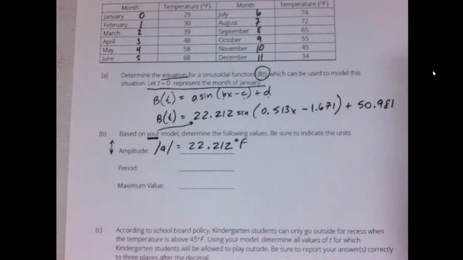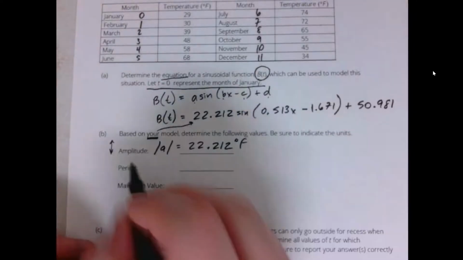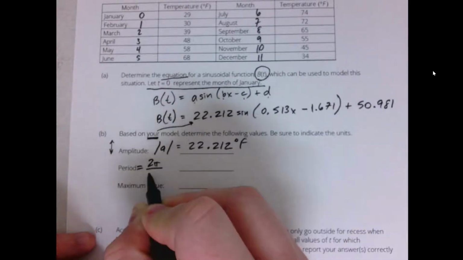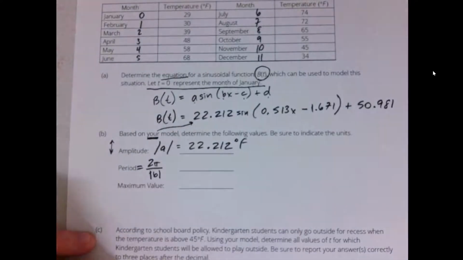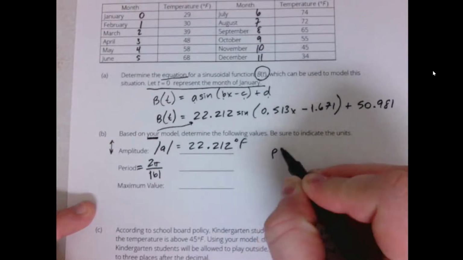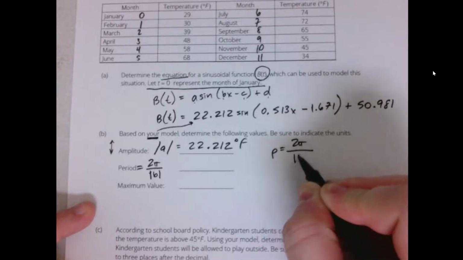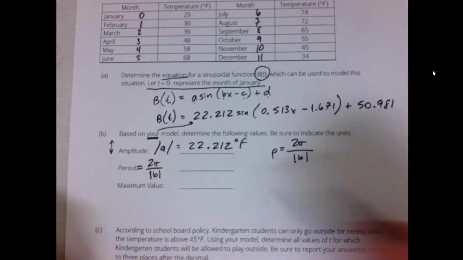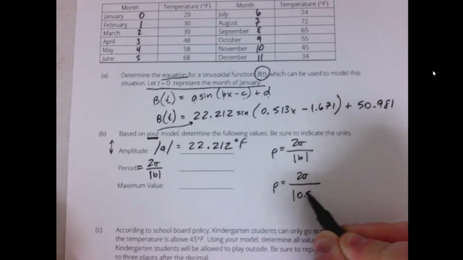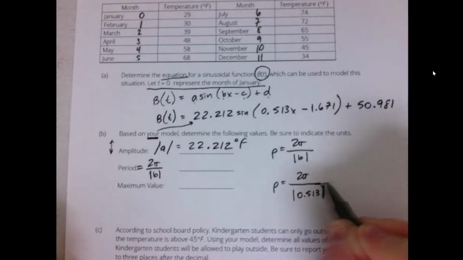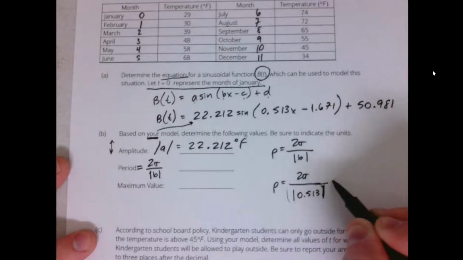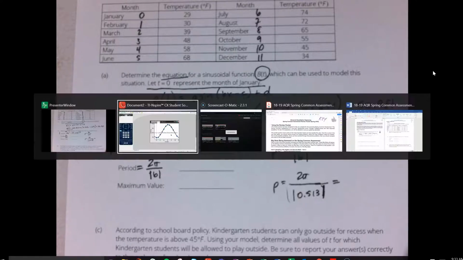Okay, my period, I can't directly figure that out from my equation, or from my model, but I do have an equation where period equals 2 pi over the absolute value of b. And I know what b is from my equation here. So I'm going to come off to the side and plug in b and then solve for p. So p equals 2 pi over the absolute value of 0.513. And now all I need to do is plug this into my calculator and see what I get.